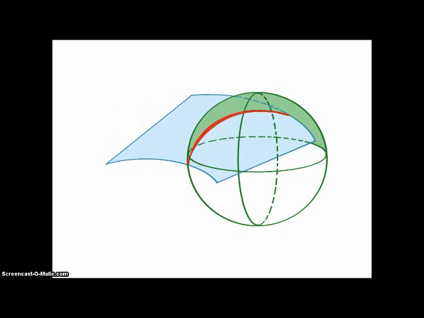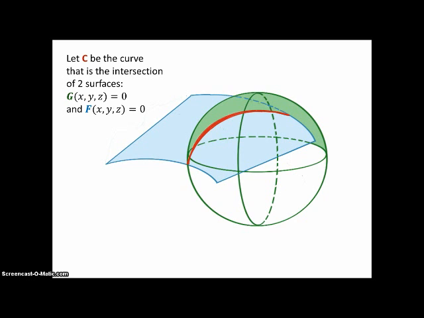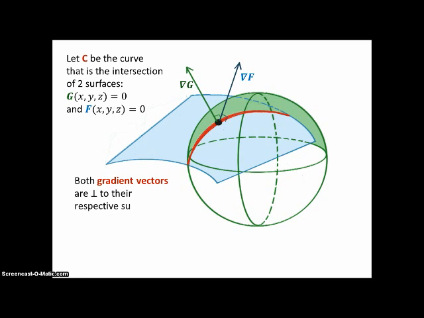Another application is when you have two surfaces. So we've got a green surface and a blue surface, and they intersect at that red curve. Let C be the curve that is the intersection of two surfaces, G and F. Well, the gradient for G is perpendicular to the green surface, and the gradient for F is perpendicular to the blue surface. Both gradient vectors are perpendicular to their respective surfaces, and therefore both are perpendicular to C.